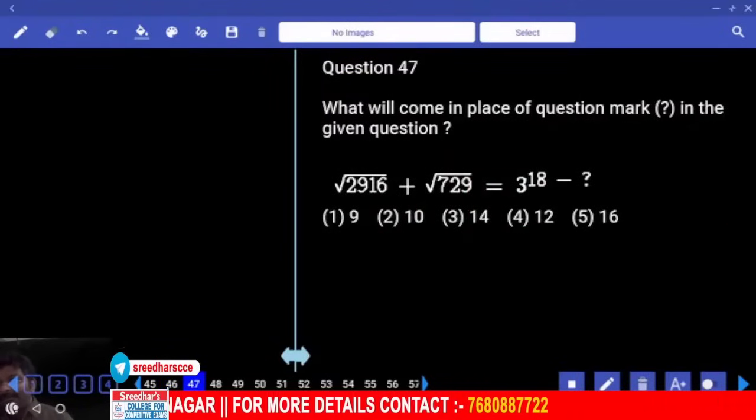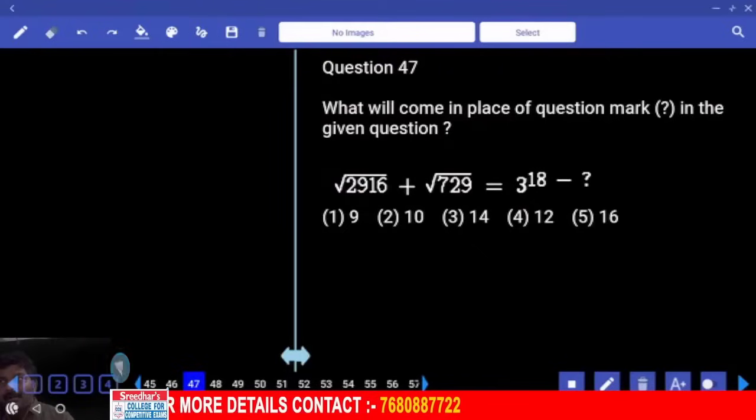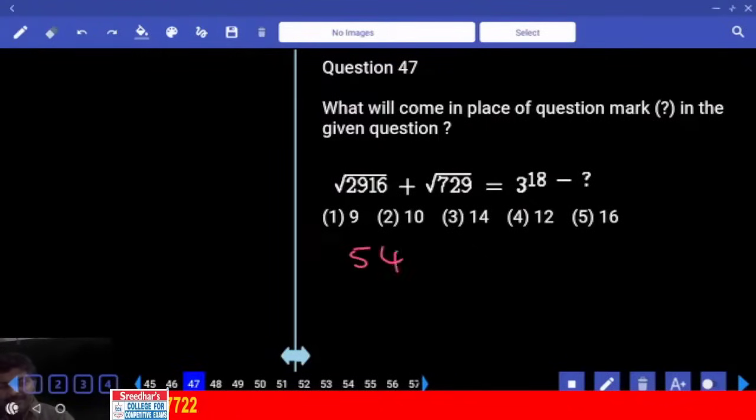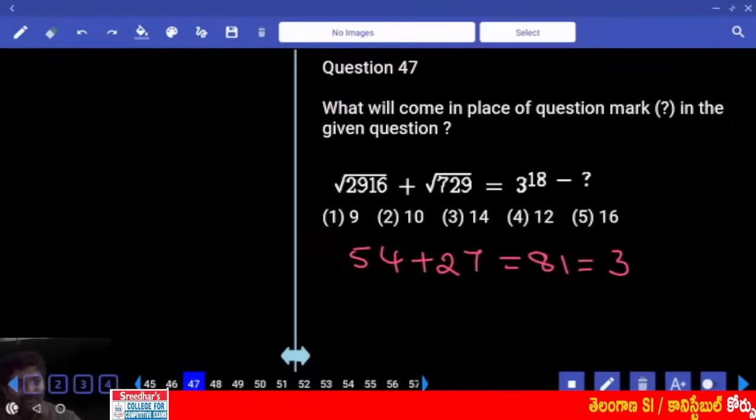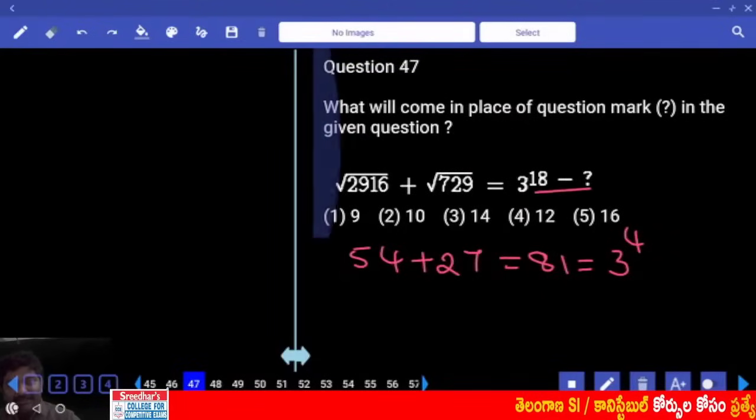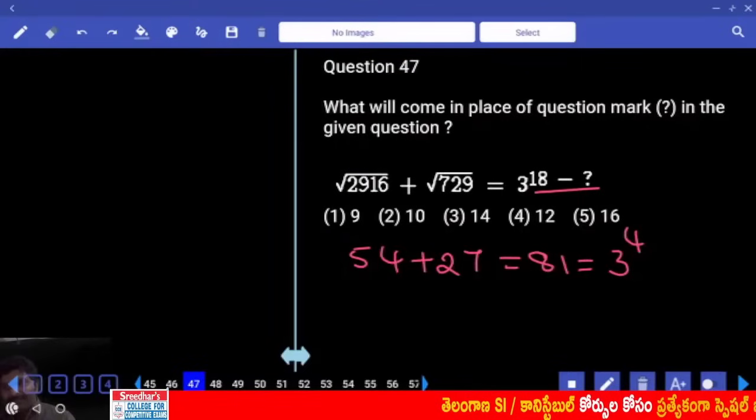2916 under root value. No. 54. 50 plus 27. 81 can be written as 3 to the power of 4 should be equal to 3 power 18 minus x, right? Then x must be 14.